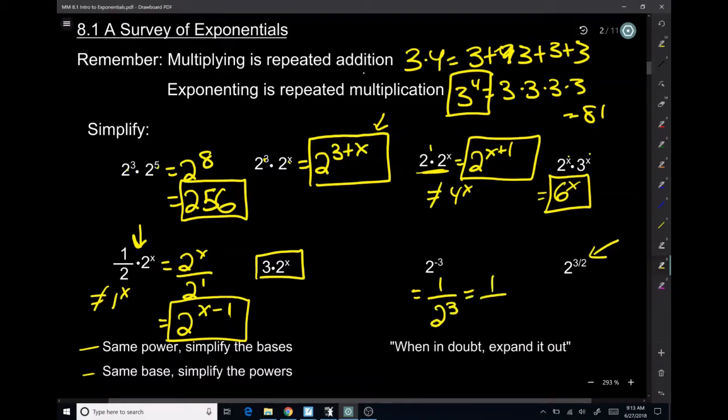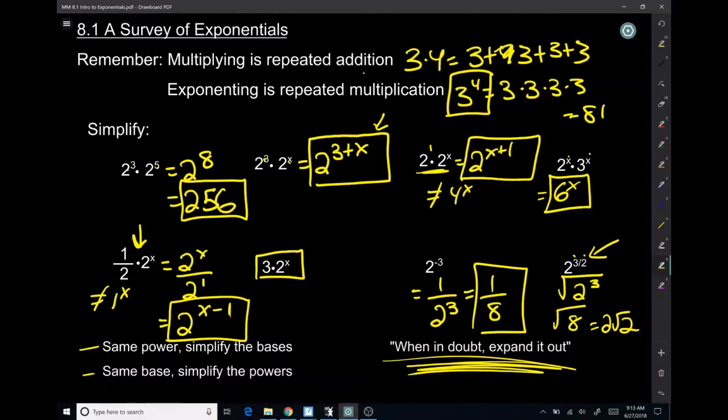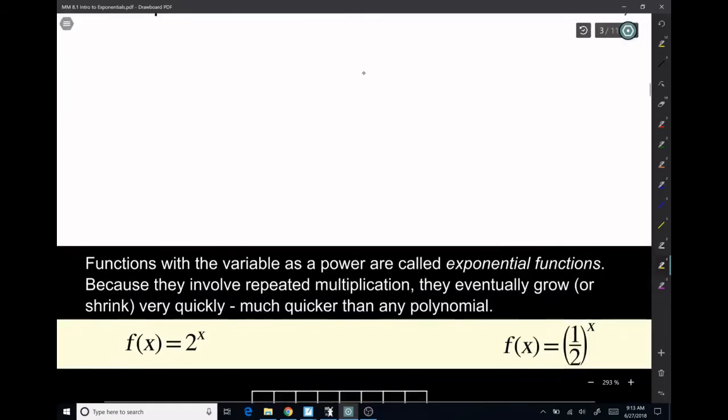2 to the negative 3rd. A negative power flips a fraction, so 1 over 2 to the 3rd is 1 over 8. Negative powers flip fractions. This is the square root of 2 to the 3rd. Fraction powers are roots. The top number is your power, the bottom number is your root. So this is really the square root of 8, which we would call 2 root 2. When in doubt, expand it out. If you're not sure what to do, write out 3 2s and 5 2s to get 8 2s, for example, up there. But that's your properties of exponents.